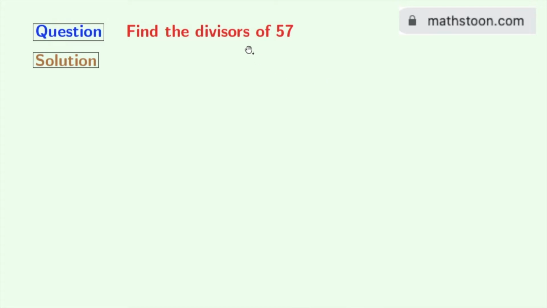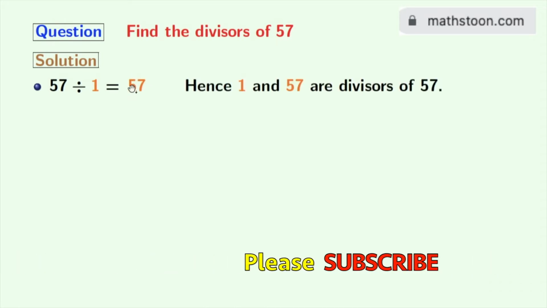Firstly, we will find all the ways in which we can divide 57. We will start from 1. 57 divided by 1 is 57. Hence, 1 and 57 are the divisors of 57.